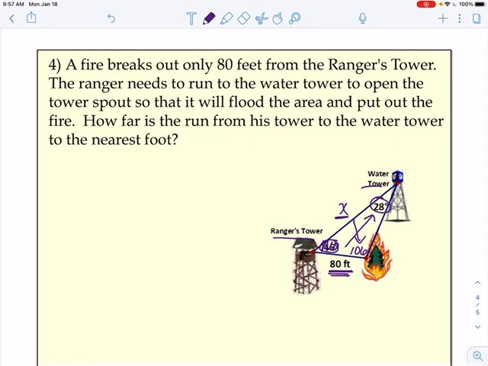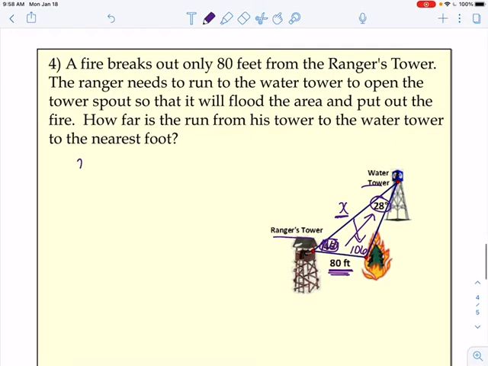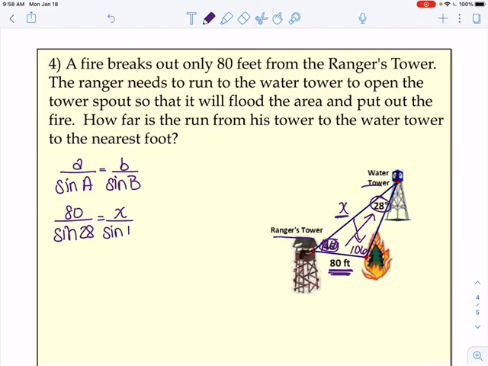Okay, again, letters don't matter here. So I'll say a over the sine of A equals b over the sine of B. Let's start with the 80 first. I'm going to call 80 the little a. So I have 80, and the angle directly opposite 80 is 28, so I'm going to have 80 over the sine of 28. B is that side that I'm looking for, and the angle directly opposite that is 106, so I'll have X over the sine of 106.